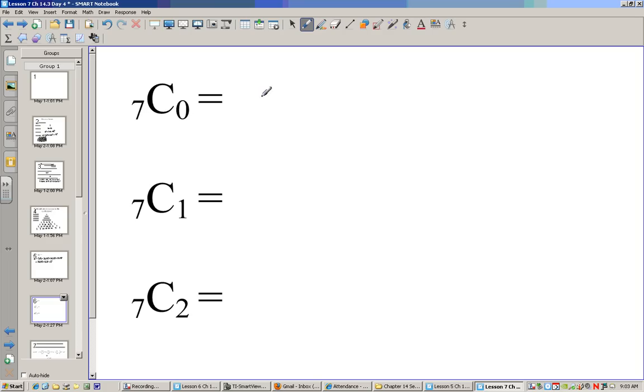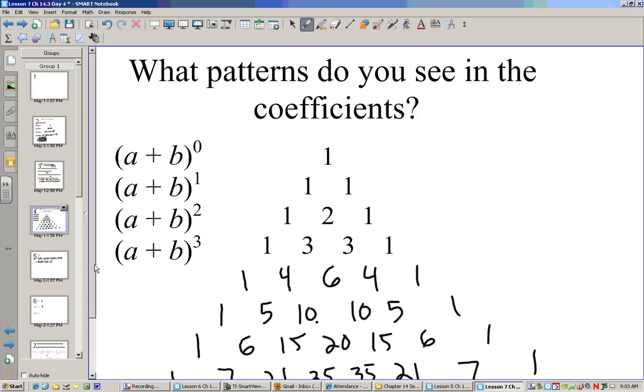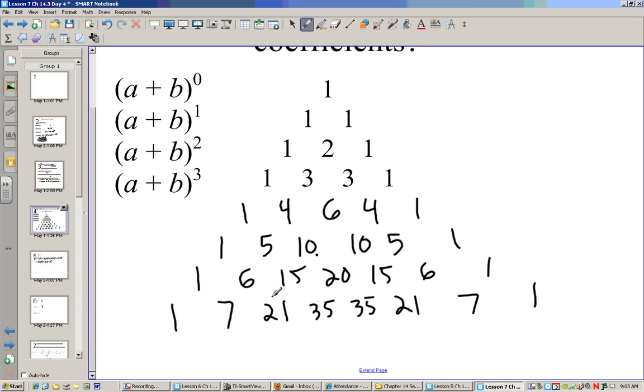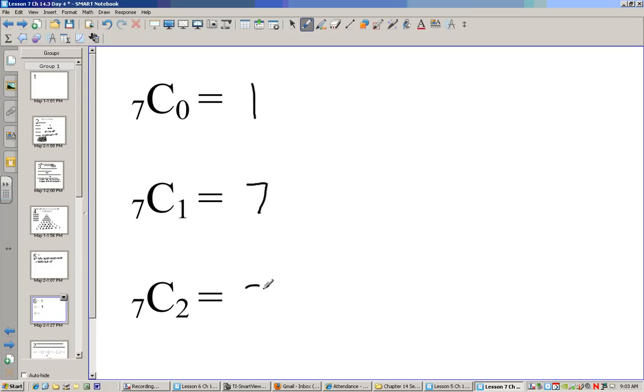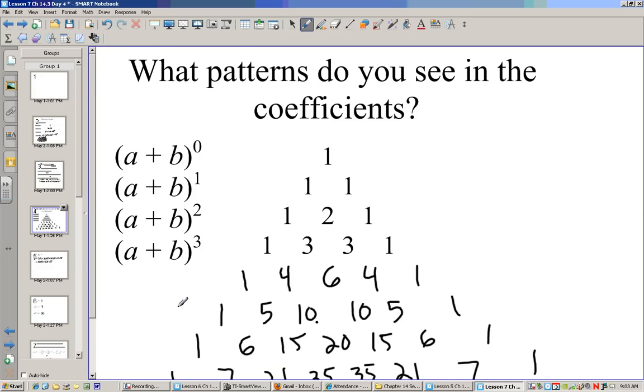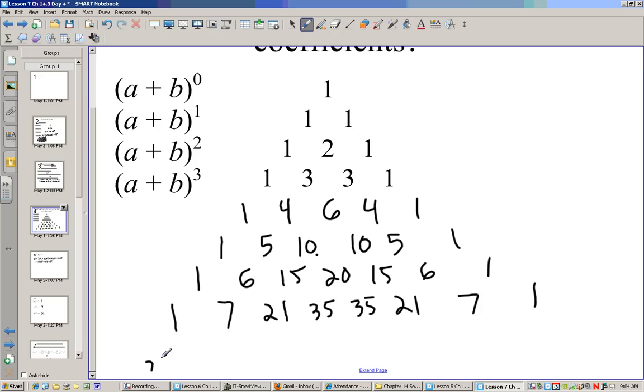So now 7 choose 0, that's 1. 7 choose 1, that's 7. 7 choose 2, if we look at this, it's 0, 1, 2. 7 choose 2 is 21. So this is just a reminder that these represent 7 choose 0, 7 choose 1, 7 choose 2, and so on. 7 choose 3, 7 choose 4, all the way up till 7 choose 7.